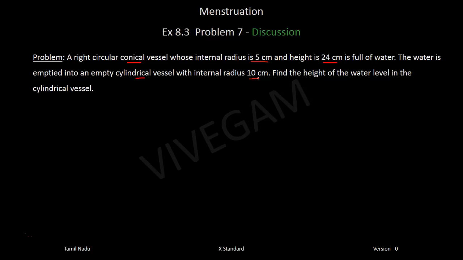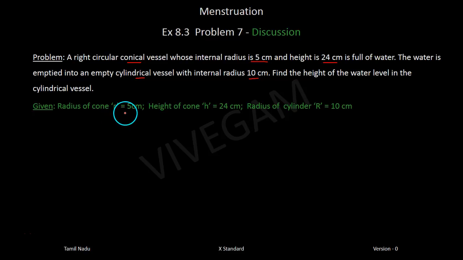Now what is the key? Whatever water is in the cone is going to get transferred into the cylinder. That's the key point which you need to understand. So, radius of the cone is given 5 cm, height of the cone is given 24 cm, radius of the cylinder is given capital R, that is 10 cm. We just need to differentiate this because radius is there for cone as well as for cylinder. So, for cylinder it is capital R and height is capital H, whereas for cone it is small r and small h. So this is given.